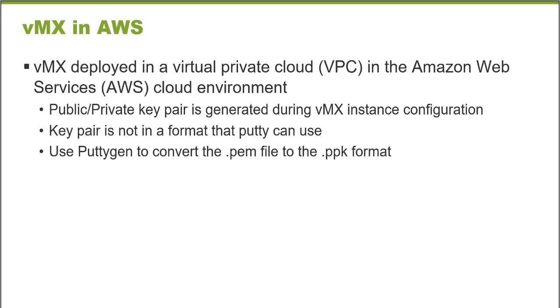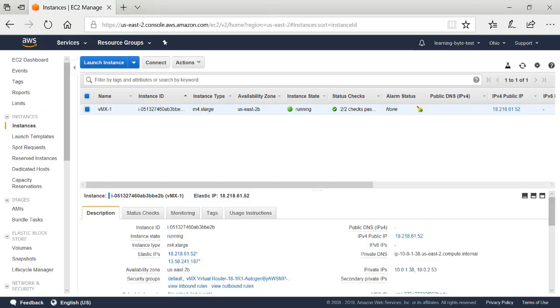The purpose of this Learning Byte is to demonstrate this process for you. I'm going to connect to the Amazon Web Services environment now and begin the demonstration. This is the Amazon Web Services console, and I already have an instance of a virtual MX up and running. All the connectivity checks have passed, and I have a public IP address. This is an elastic IP address that is mapped to the private IP address assigned to the FXP0 management port on this running instance of my vMX.